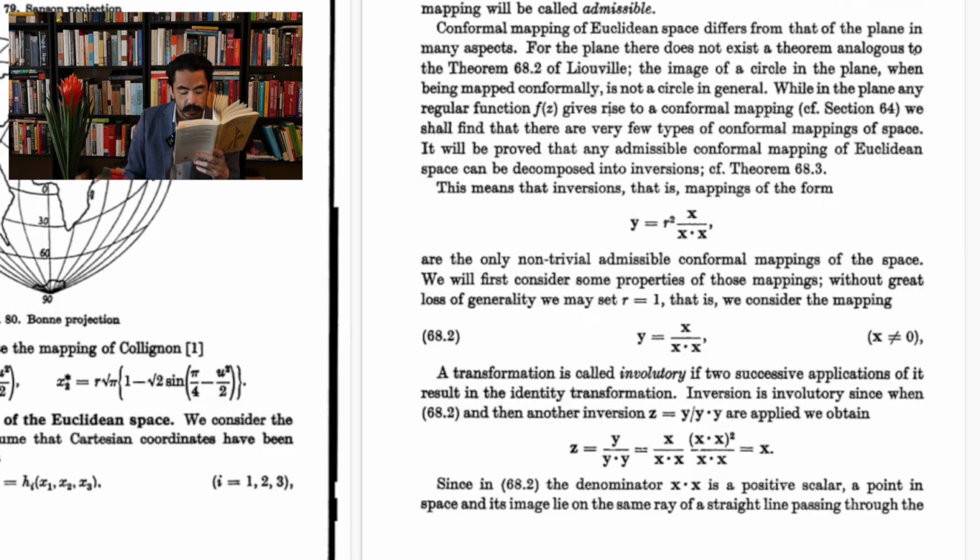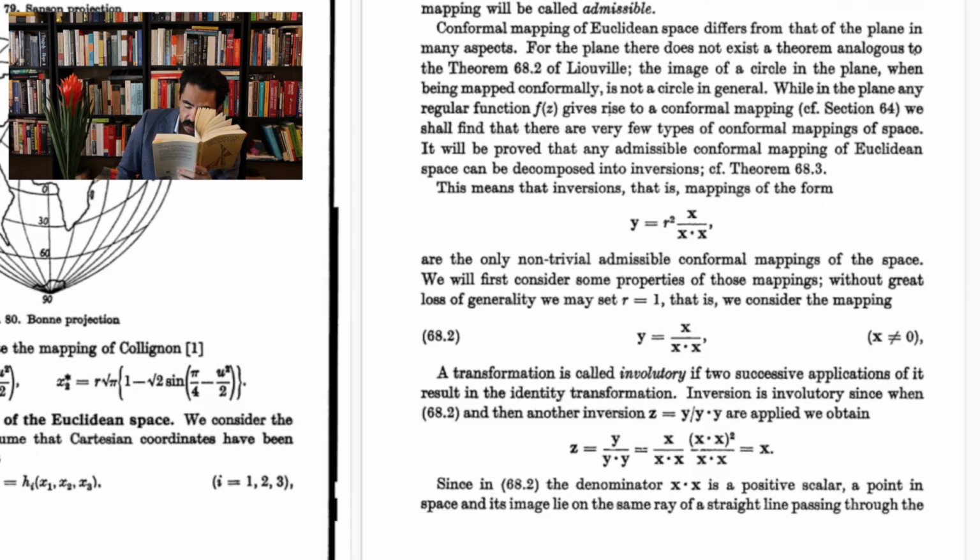Inversion is involutory since when the aforementioned mapping denoted by the vector y above, and then another inversion, vector z equal to vector y over the scalar product of y with y, are applied, we obtain that the vector z is equal to, as previously mentioned, vector y over y scalar product with y, which is then equal to a fraction where the numerator is the vector x over the scalar product of x with itself, times another fraction where in the numerator we have the square of the scalar product of x with itself, all over just the scalar product of x with itself. This is all equal to then the vector x.